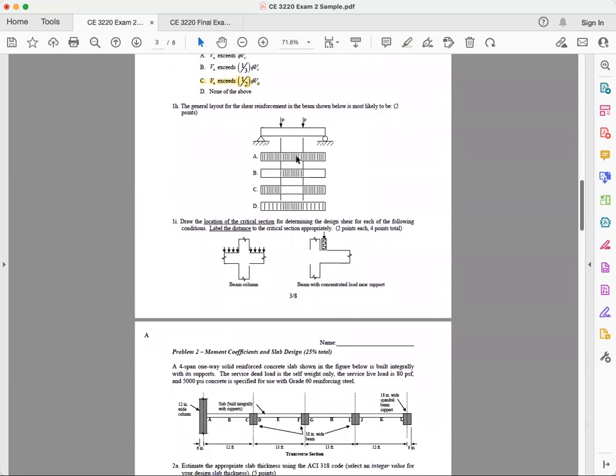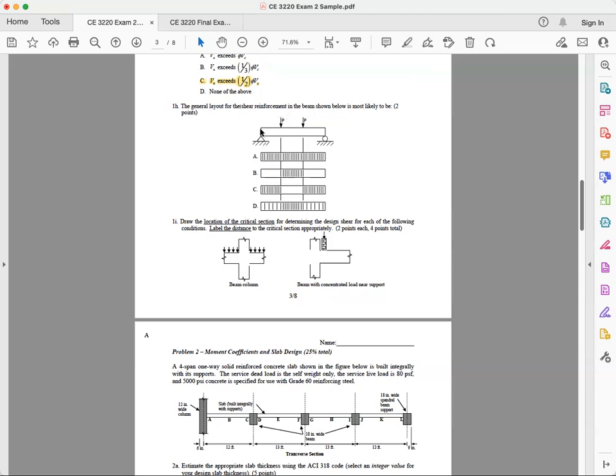All right, moving on, 1H. The general layout for the shear reinforcement, the beam shown below is most likely to be: A, no shear reinforcement; B, shear reinforcement laid out in the middle; C, on two sides of it; D, heavily in the middle, a little bit less on the sides. Which one? To understand this, the first thing you ask yourself is what does the shear diagram look like? Now, I don't have anything to draw on it, but you think of it.